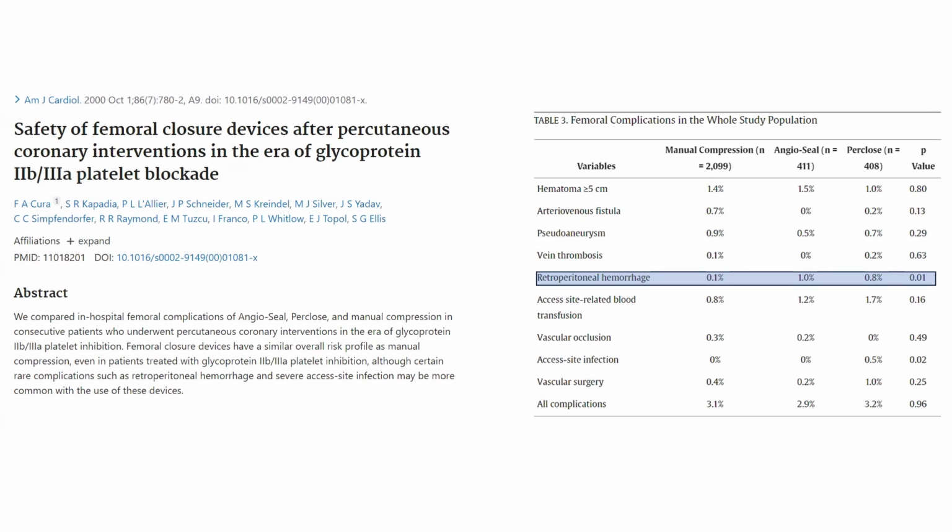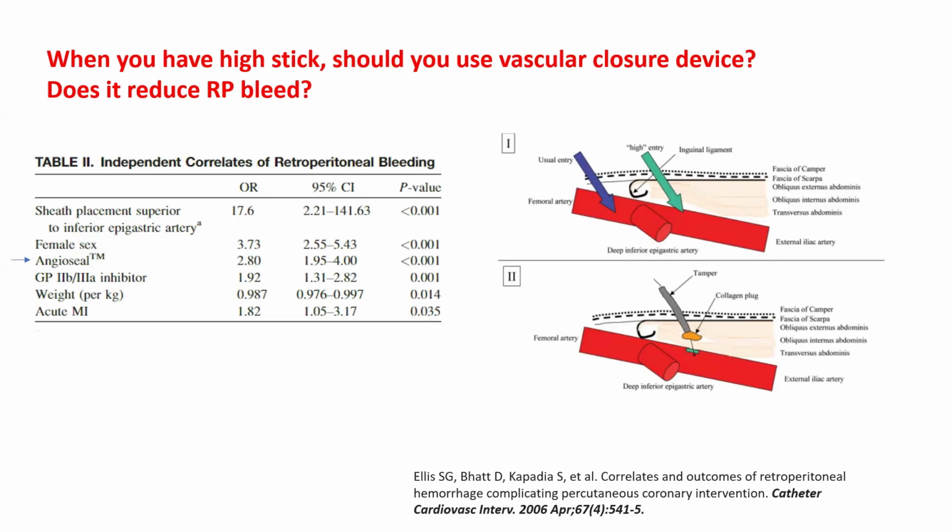I would use the closure device, and I would add 30 minutes of manual compression on top of it, and I would closely monitor the patient post-op and keep a high level of alertness for any hypotension or lower quadrant discomfort. The board answer is, when you have a high stick, manual compression, not closure device.